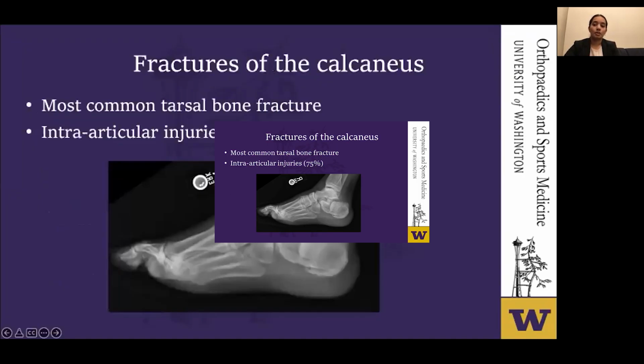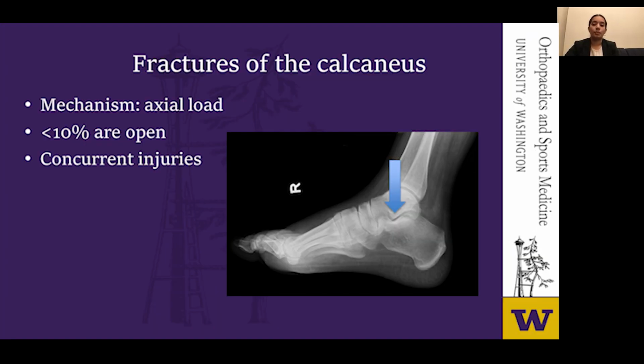Calcaneus fractures are the most common tarsal bone fracture, making up 75% of foot fractures and 1 to 2% of all fractures. While a quarter of calcaneus fractures are extra-articular, including avulsion fractures of the tuberosity, subtentaculum tali, or anterior process, 75% of them are intra-articular.